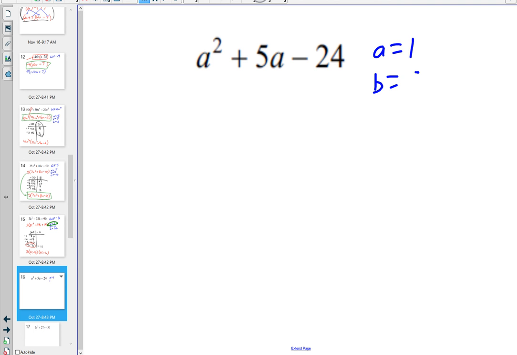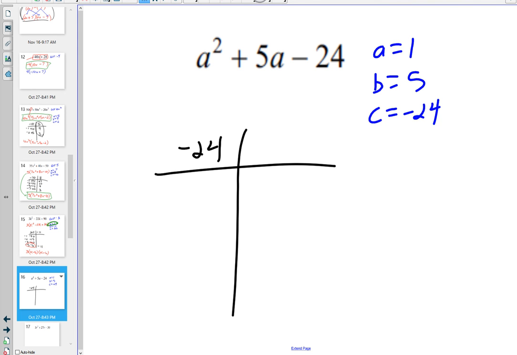A is 1, B is 5, C is negative 24. 1 times negative 24 is negative 24. Then we have 5 on the second column. Think of all the numbers that you can think of that multiply to give you 24. 1 and 24, 2 and 12, 3 and 8, 4 and 6.